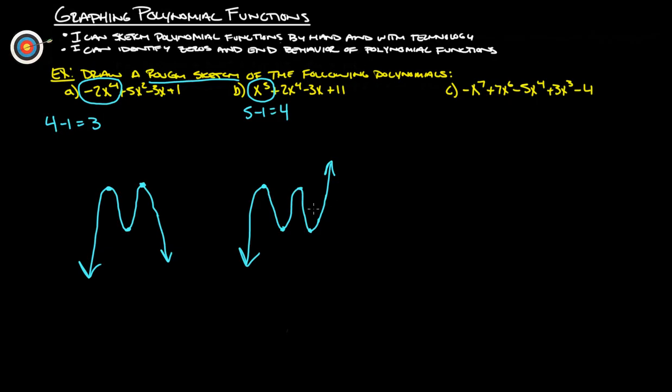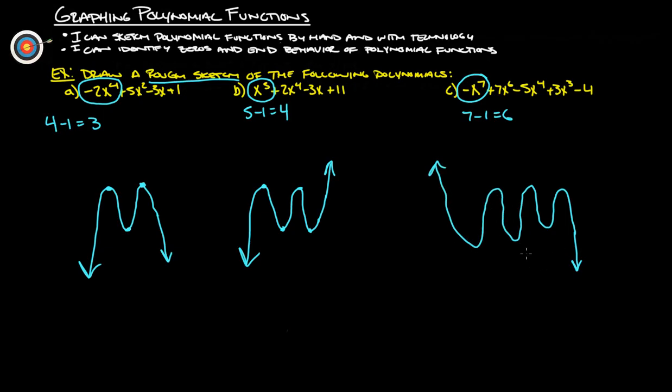If you think you've got this, pause it really quick and try C on your own, and then unpause it and check. But here we go. This one here, it is negative, so I know it ends up going down, and it's going to have 7 minus 1. It's going to have 6 turns potentially. So 1, 2, 3, 4, 5, 6. Roughly looks something like that.